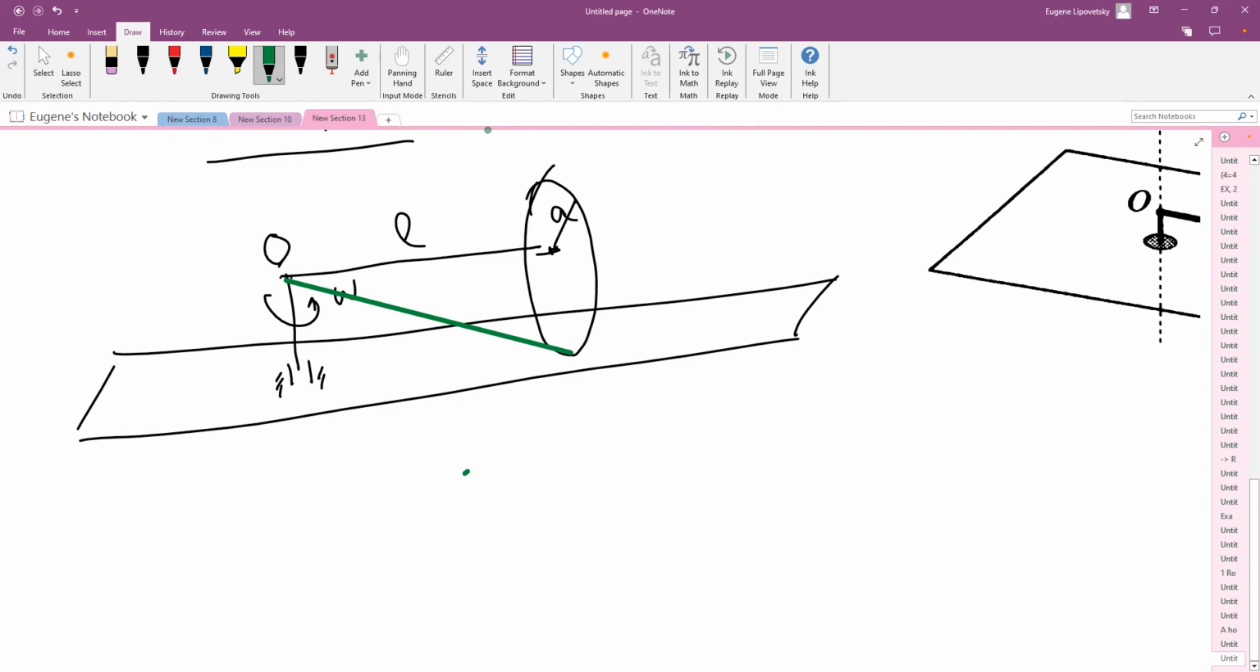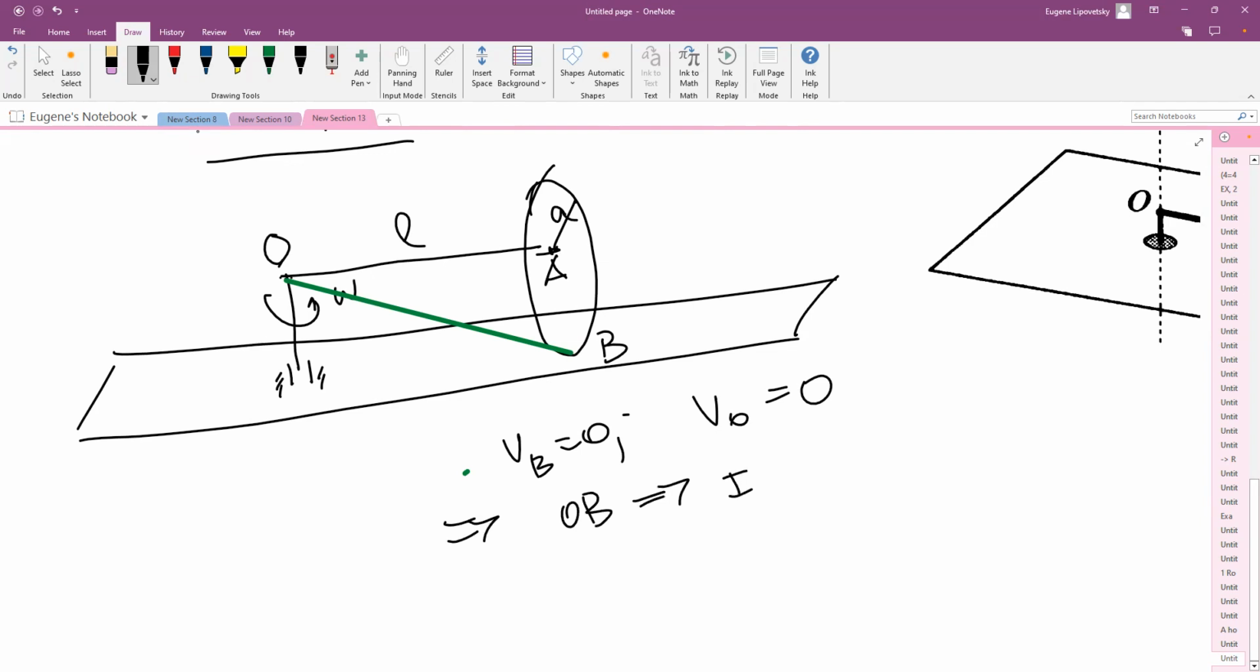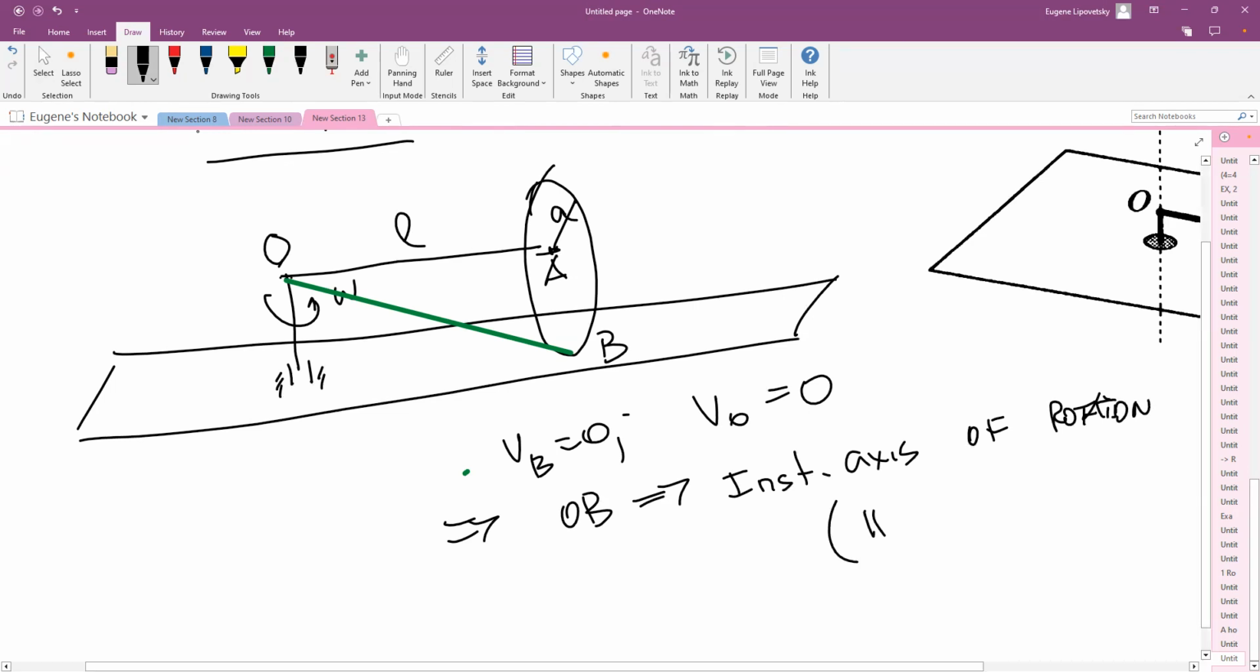This says this is A, this is B. Velocity of B equals 0. Velocity of O equals 0. Therefore, OB is the instant axis of rotation. Okay. And therefore, it's parallel to the resultant omega.